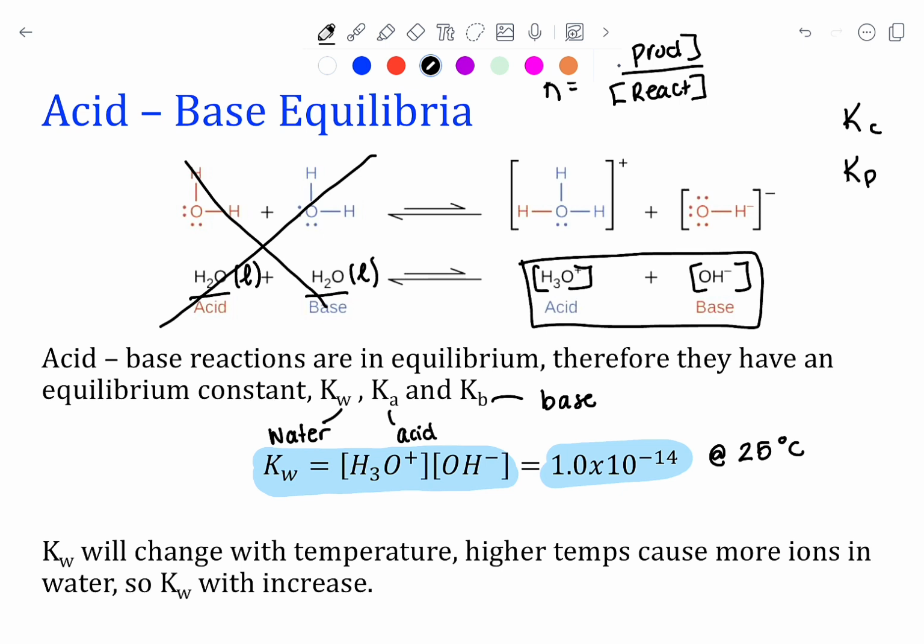Now, Kw, as with all other equilibrium constants, will change with temperature. A higher temperature causes more ions to form in solution. That's based off of Le Chatelier's principle and increasing the temperature. So Kw will also increase as we increase the temperature, and if we decrease the temperature, then Kw will also decrease. But if we're talking at 25 degrees Celsius, which we do a lot, Kw is going to be equal to 1 times 10 to the minus 14 for the auto-ionization of water.